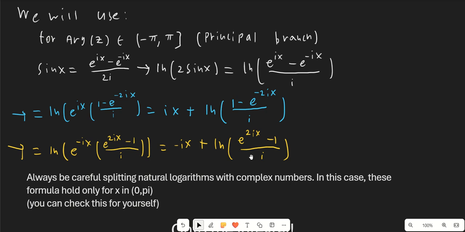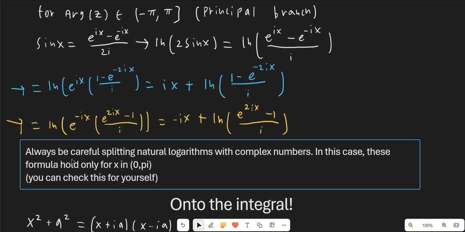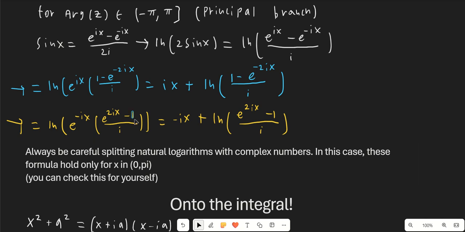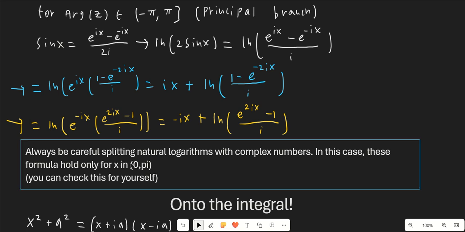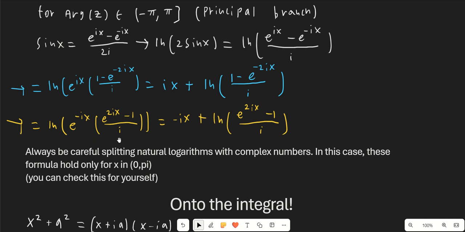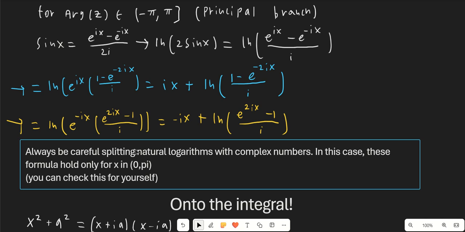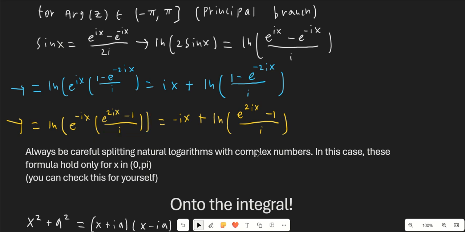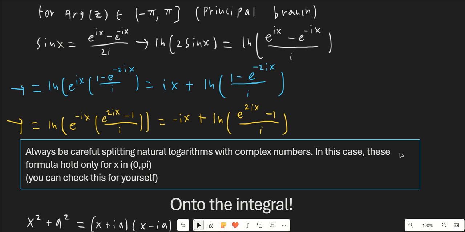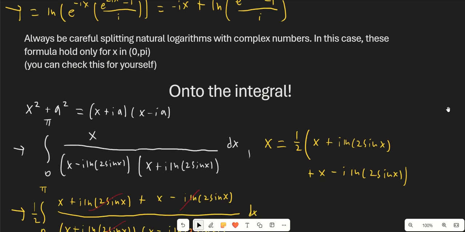First of all, I want to note you guys should always be careful with complex numbers whenever you're trying to split the natural logarithms like I did here, because in this case these formulas only hold for x in between 0 and pi. They may also work between negative pi and 0, but I'm not entirely certain. They definitely don't work if x is greater than pi, so definitely be careful whenever you're splitting natural logarithms. You guys can go ahead and check for yourself that these formulas do hold in this region. So let's go ahead and start on our integral.